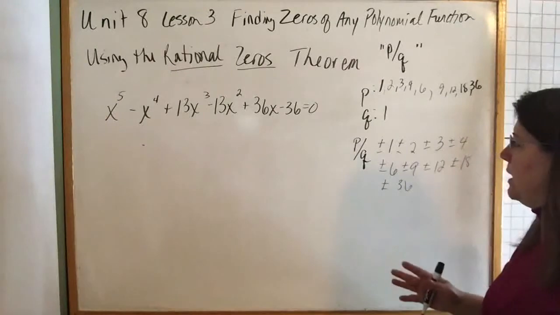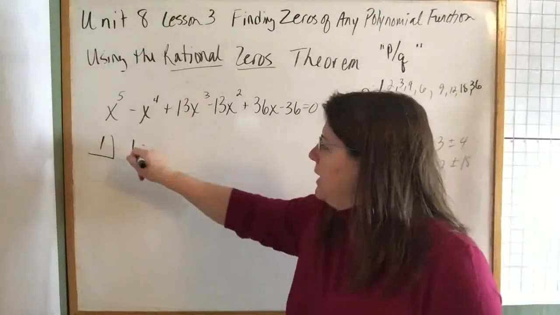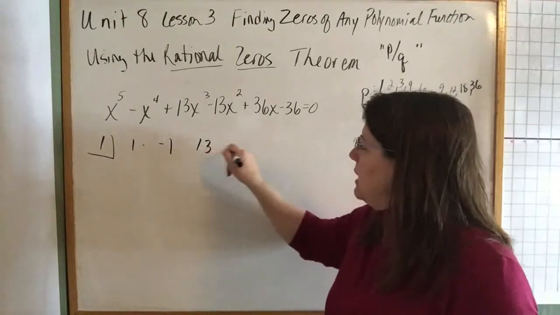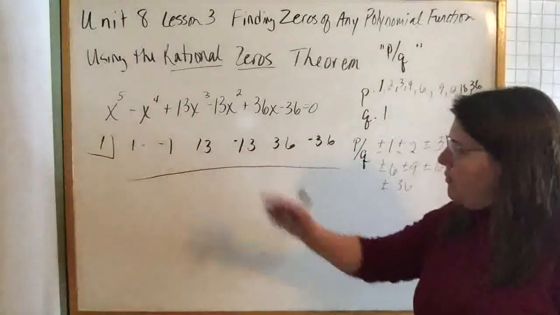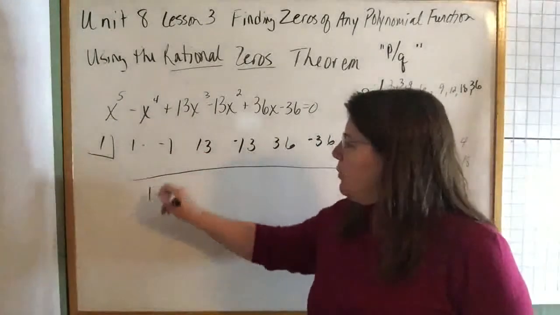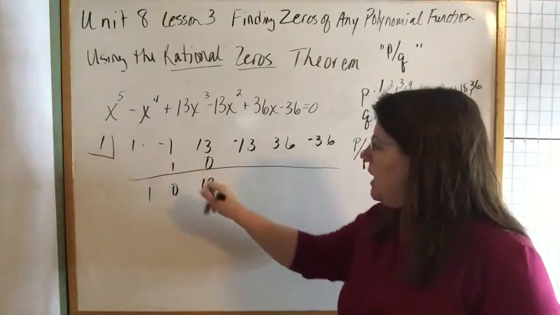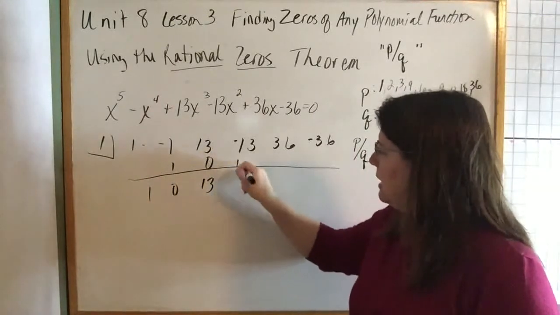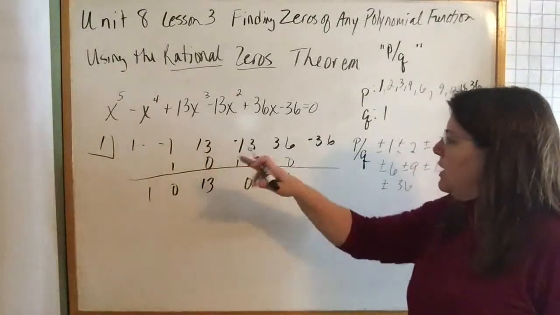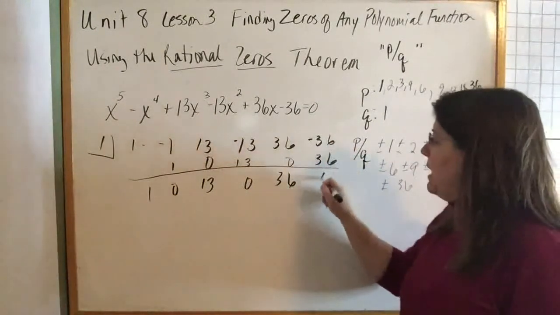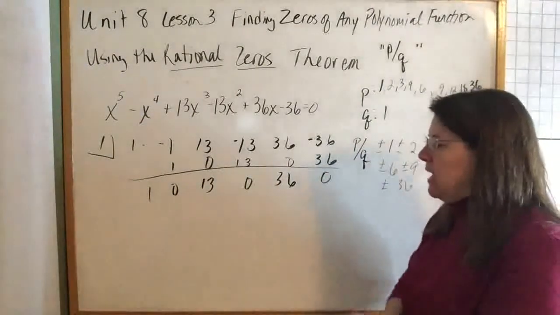And so for this one, let's just try 1, negative 1, and then we'll go from there. The coefficients here are 1, negative 1, 13, negative 13, 36, and negative 36. So I left a little space. I'm going to bring down the 1. 1 times 1 is 1. That gives me 0. 1 times 0 is 0. That gives me 13. 1 times 13 is 13. So that gives me a 0 when I add. 1 times 0 is 0, giving me 36. And 1 times 36 is 36, giving me a 0. So 1 went in, that's nice. The first number we picked went in. That makes it very nice for us.